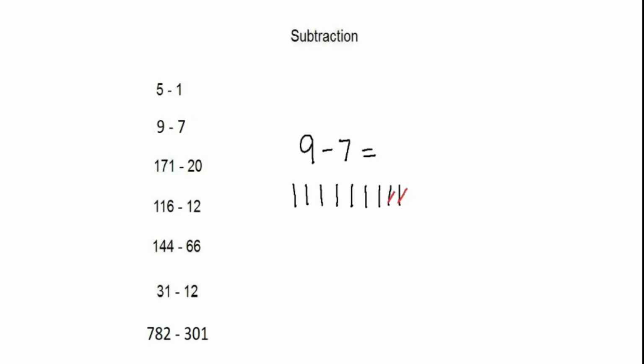1, 2, 3, 4, 5, 6, 7. How many lines do we have left? 1, 2. There are 2 lines left. 9 minus 7 equals 2.